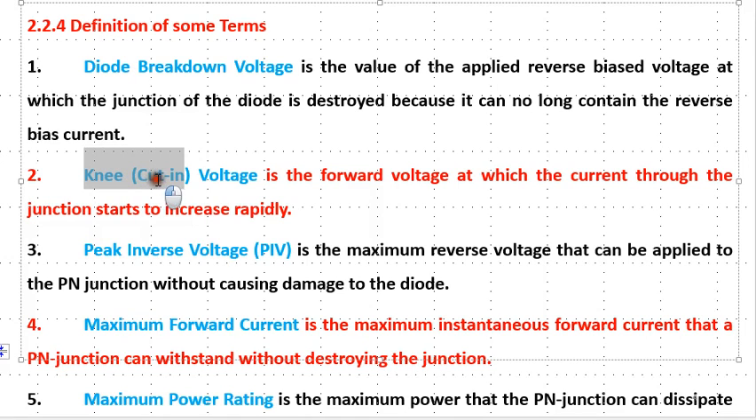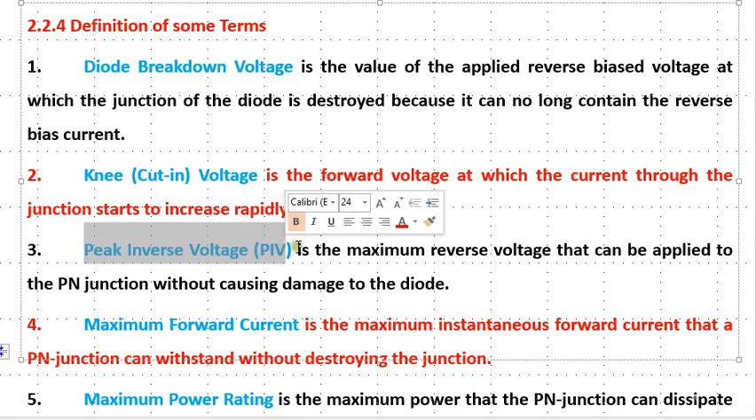The next term is what we call knee voltage or cut-in voltage. And what is it? It is the forward voltage at which the current through the junction starts to increase rapidly. That is, the moment you reach that minimum voltage, the cut-in, the current will start rising exponentially. The third term is what they call peak inverse voltage, PIV. And what is it? It is the maximum voltage that can be applied to a PN junction diode in the reverse bias mode without damaging the diode. Thus, the moment you apply a voltage in the reverse mode above the peak inverse voltage, a breakdown can occur.